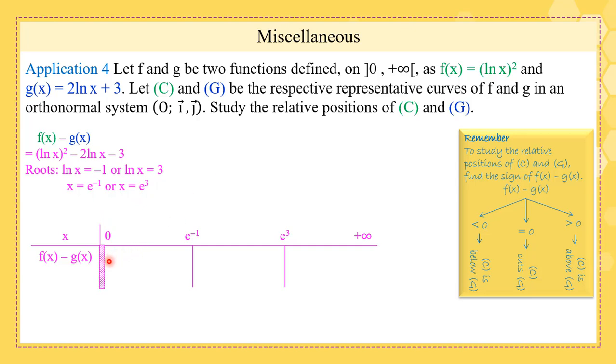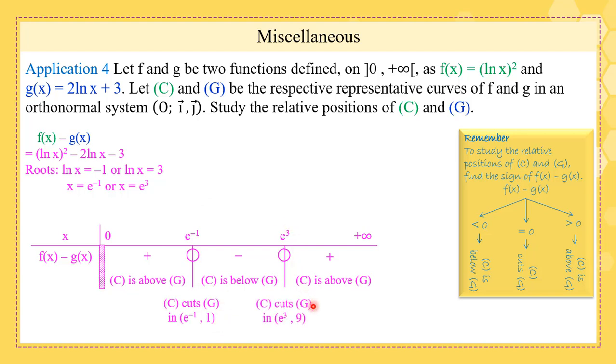Remember, x can never be 0. It's defined on 0 to plus infinity. Now this is f of x minus g of x. It plays the role of x, so we have to put a 0 here, a 0 there, same, opposite, same. Now positive means C is above G, negative C is below G, and positive C is above G. The difference is 0, so C cuts G. The difference is 0, C cuts G. Now the 2 points of intersection are (e to the power negative 1, 1) and (e to the power 3, 9).